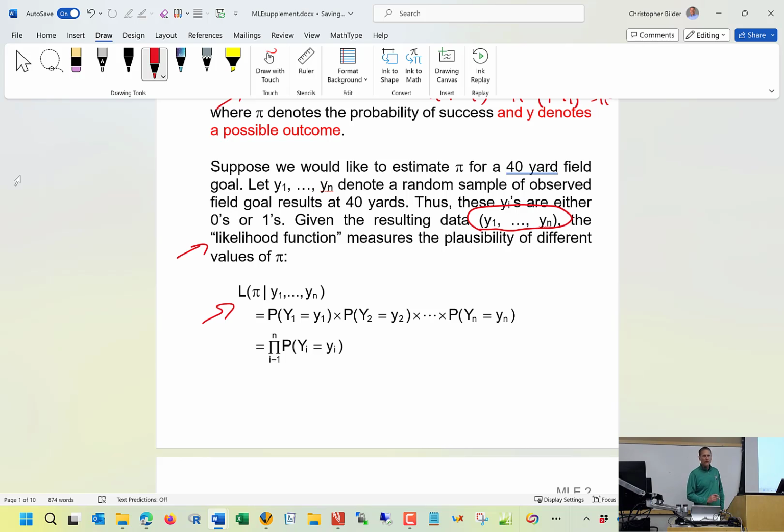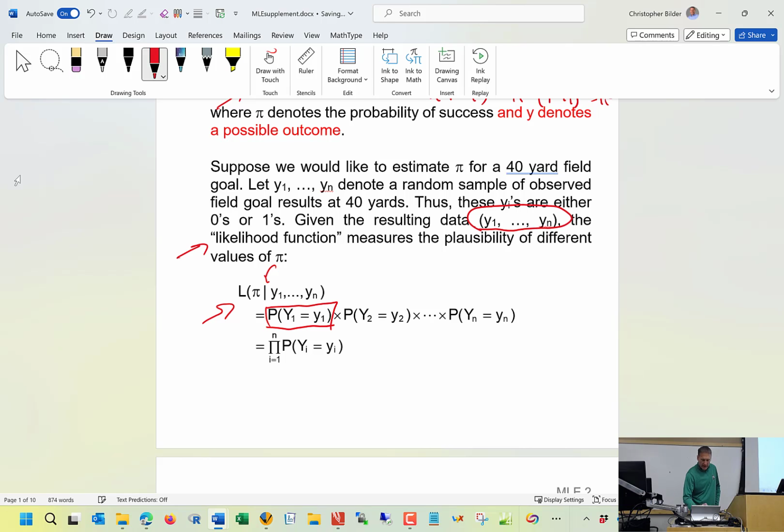First of all, in terms of notation, the likelihood function is a regular mathematical function. We call this likelihood function L. L of pi, it's a function of pi. We use the vertical line here to represent the word given. L of pi given my data, given my information that I observe. And all that it is, is this: the probability for my first field goal that I attempted, the probability that it's either a success or a failure.